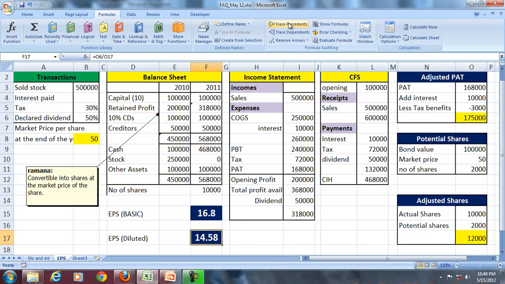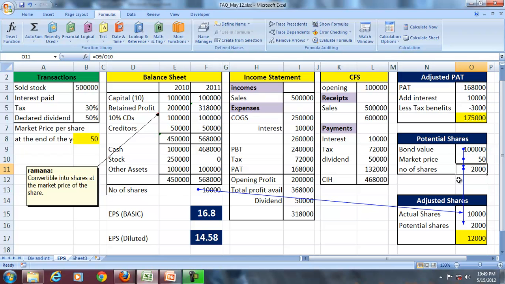So the diluted EPS is calculated as adjusted PAT by adjusted number of shares, and adjusted PAT has been calculated by adjusting the interest and the tax benefits of interest, and the adjusted shares are calculated by adding the potential shares to the actual shares, and potential shares are calculated by taking the bond value divided by the market price.